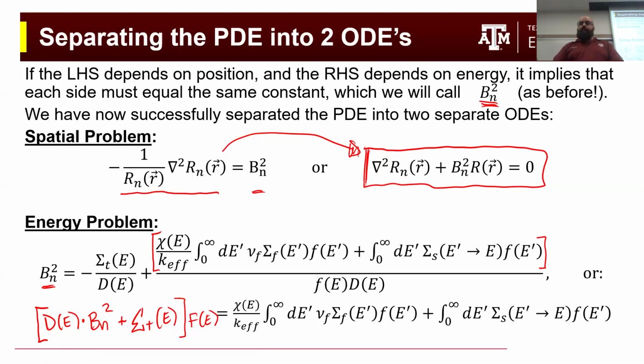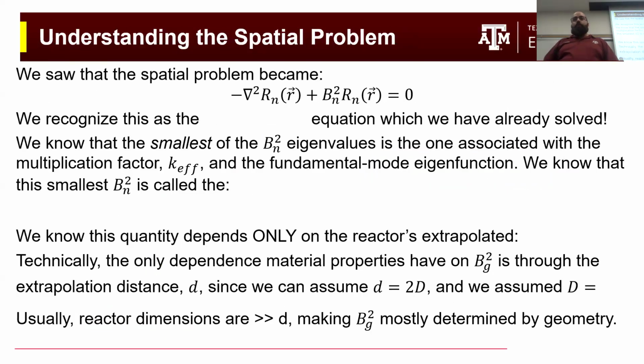So now this is what my space problem is going to look like, and this equation down here is what my energy problem is going to look like. And we can proceed to deal with those two things separately. So when you look at that spatial problem, hopefully it looks familiar. Hopefully we recognize this is our favorite differential equation, which is the Helmholtz equation. And that's the exact same equation that we saw when we did this with a one group diffusion problem. And we've already solved this.